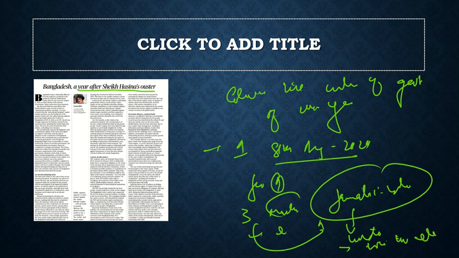It is accused that this Jamaat-e-Islami has a very strong connection with Pakistan, and according to defense experts and political experts, it is believed that this Jamaat-e-Islami is one of the radical organizations in Bangladesh. So this is one of the criticisms.